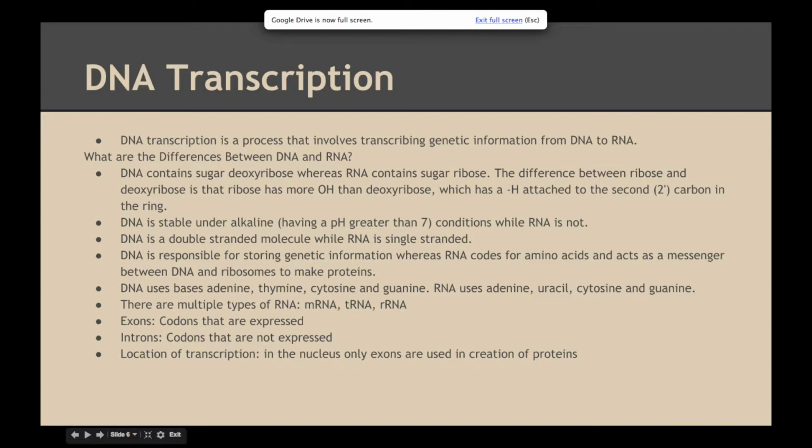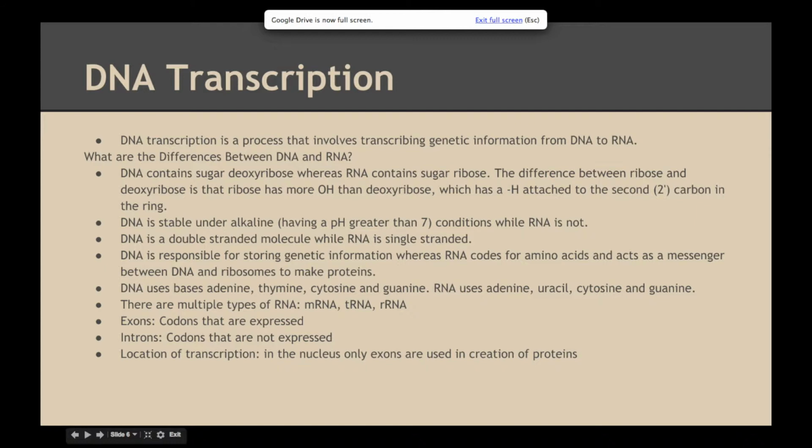What are the differences between DNA and RNA? DNA contains sugar deoxyribose, whereas RNA contains sugar ribose. The difference between ribose and deoxyribose is that ribose has one more oxygen than deoxyribose. DNA is stable under alkaline conditions, which means having a pH greater than 7, while RNA is not stable. DNA is a double-stranded molecule, while RNA is single-stranded.